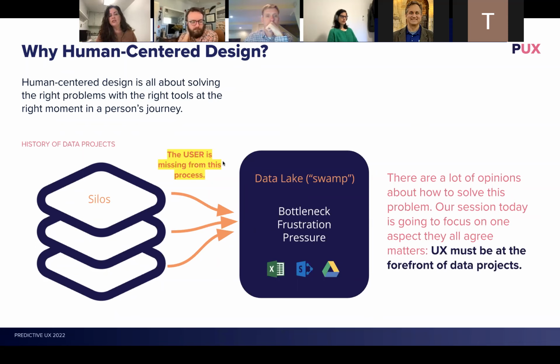And one thing that we see is that the user is still missing from the process largely when you go about it from the back end to the front end. And we want to focus today on putting that UX piece at the forefront of projects.